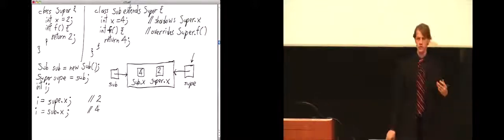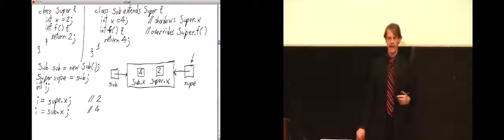Now, if I want to examine the other X, I can always do so by casting. I use a cast to change the static type, and then I look up X, and then I get the X that's appropriate for the static type I cast to. So if I write i equals cast sub to a super, and then, after casting it, take X, then I'm going to get a 2. I can do it the other way around. I can take sup and cast it to the subtype.